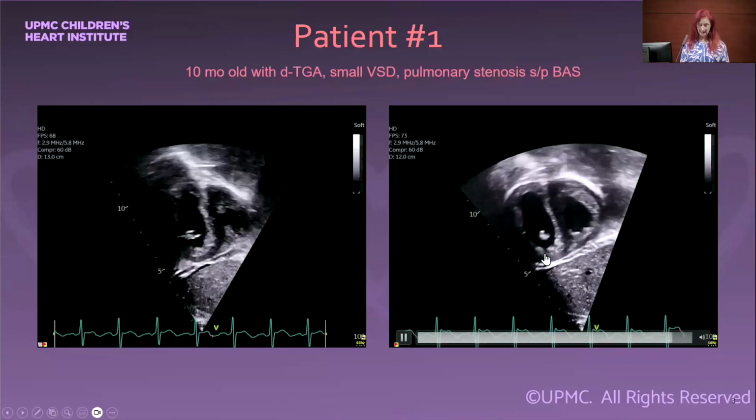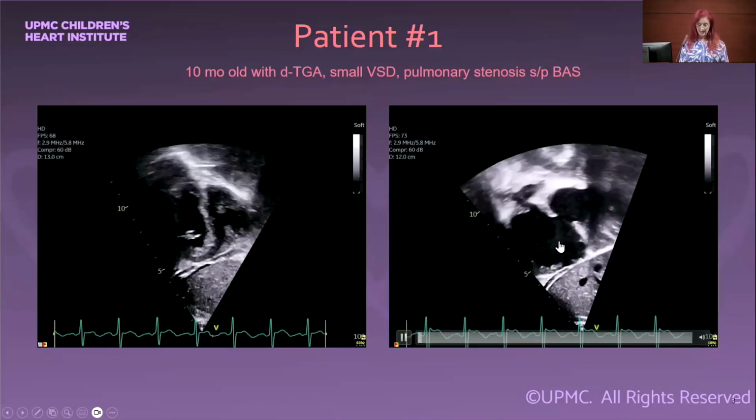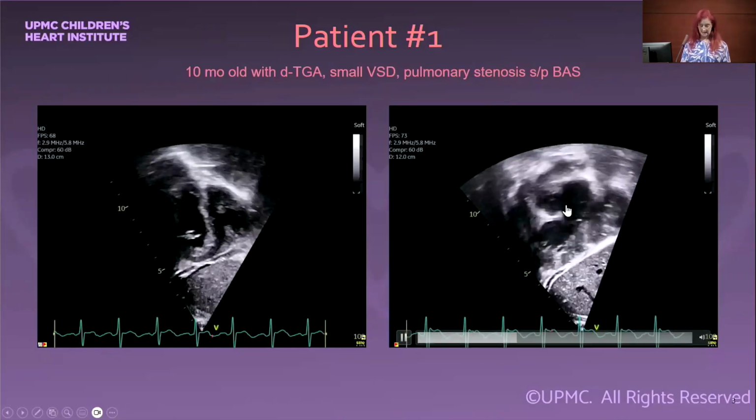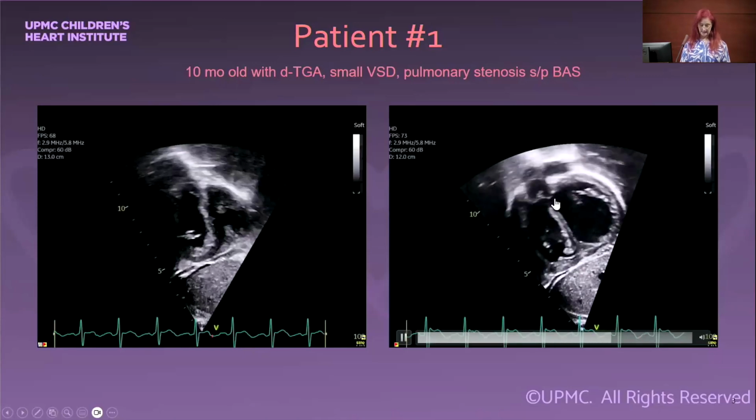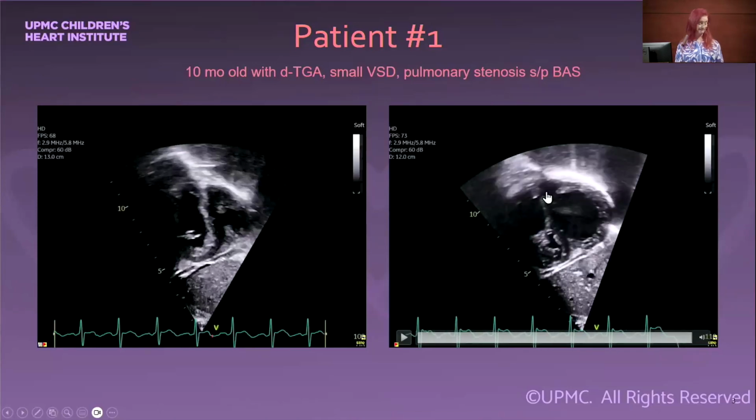Good-sized ventricles, and on the end of that sweep, you see what looks like a VSD, and this small gap up here. So again, we're starting to be suspicious that the VSD in this case is not that large.